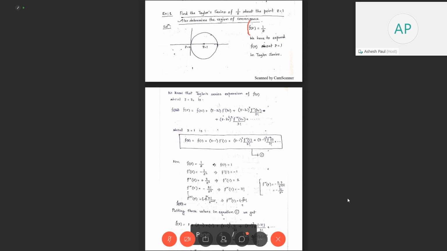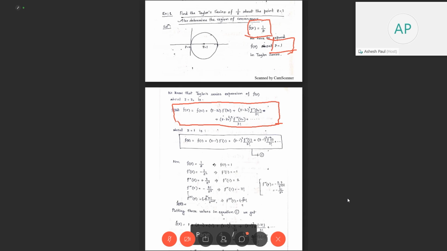So the function is given by f(z) equals 1 by z. We have to expand this f(z) about the point z equal to 1 in the Taylor series. So the Taylor series expansion of a function f(z) about the point z0 is given by this. This is the Taylor's infinite series about the point z equal to z0.